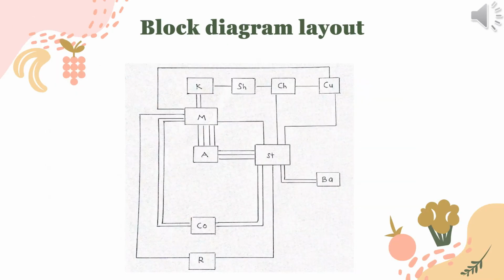Next, we draw the block diagram layout based on the previous relationship chart that has been shown, where the lines that we draw are based on the letters A, E, I, O, U, where the closeness rating for A is represented by 4 lines, and then the letter E is represented by 3 lines, while letter I is represented by 2 lines, and lastly the letter O is represented by 1 line.